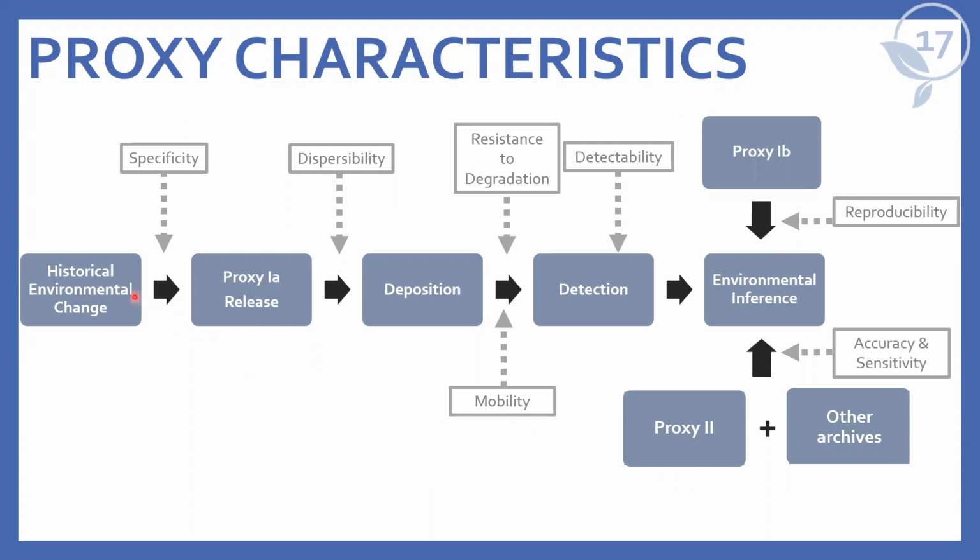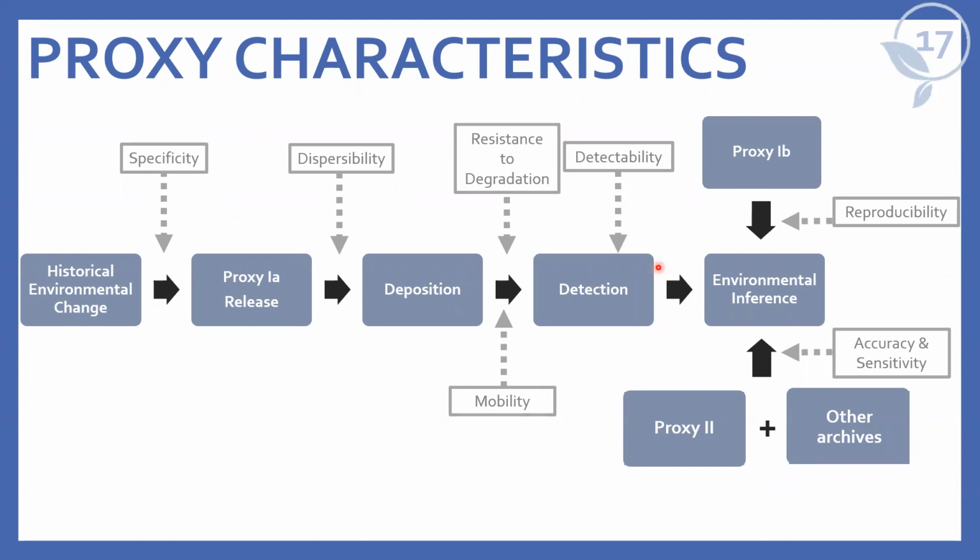So this flow just indicates a general path of a proxy through its initial release due to some induced historical environmental change. So increased temperature from climate induces more pollen release, and that pollen goes off and is deposited somewhere in the environment, hopefully rolling into our lake sediments.